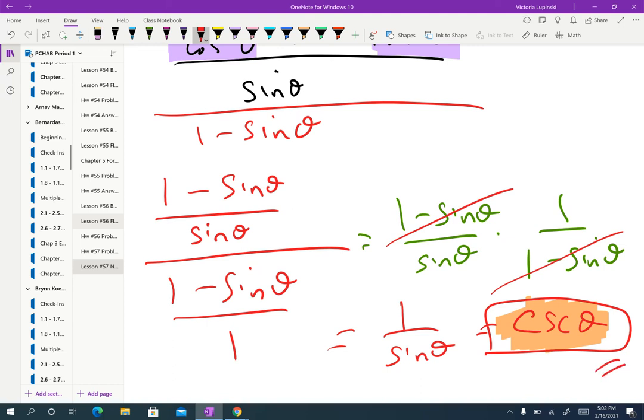So again, if you want a big messy thing to turn into a nice small thing, the only way that is going to happen is if a lot of things cancel, and the very best way to get things to cancel is by using the common denominators and the keep, change, flip.